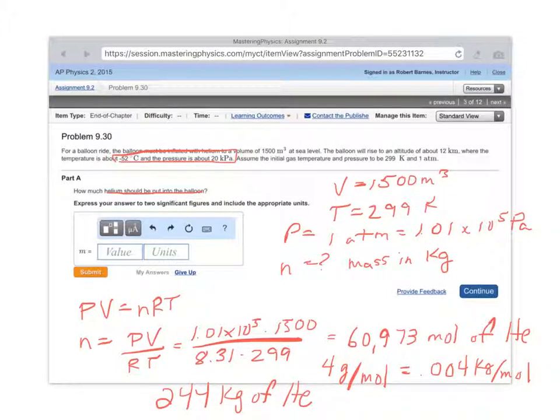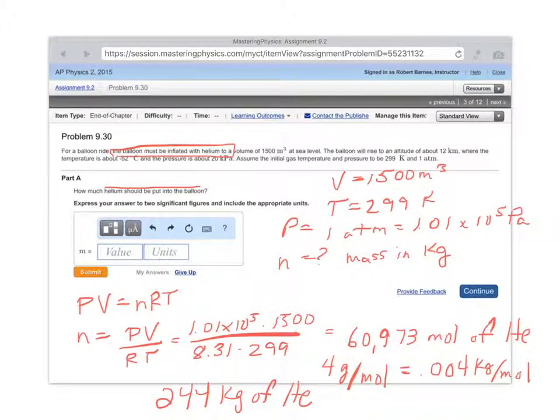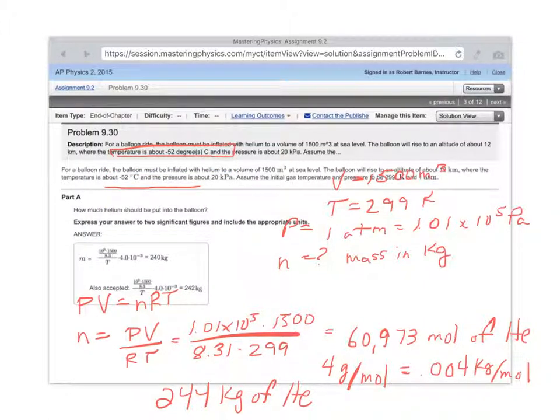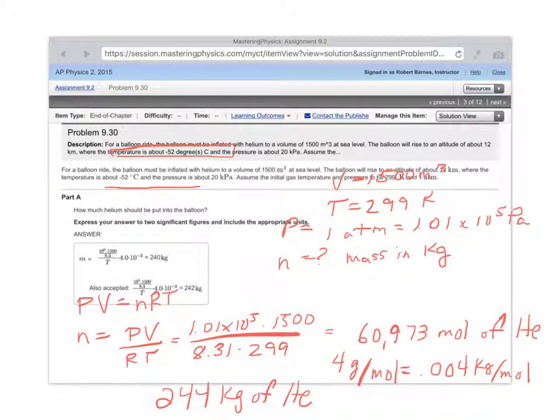Let's see if we can make this work. It is not going to let me type that in to get the satisfaction of the green. Let me check my answer real quick. Okay, I looked at the solution view here, and the answer is 240 because it's to 2 sig figs. There was some rounding, and I didn't actually use this number right here. I used the number in my calculator, so I was off by 4 kilograms. But that's how you do that one.